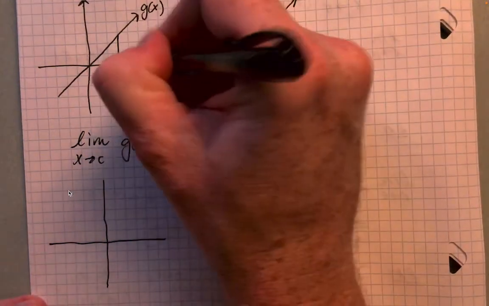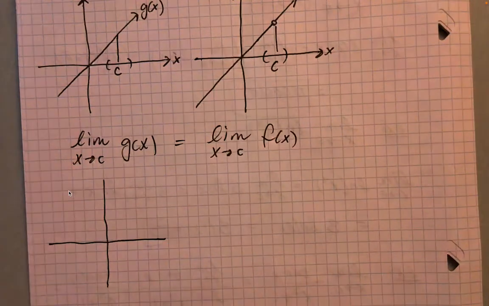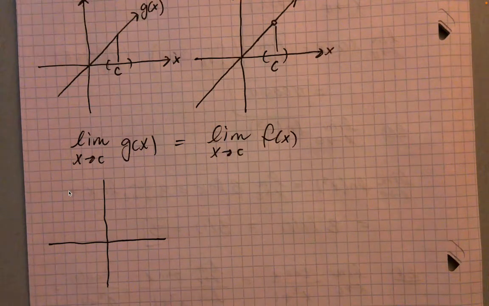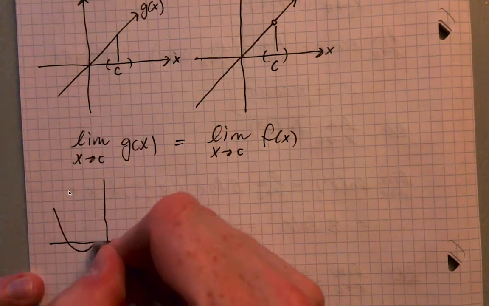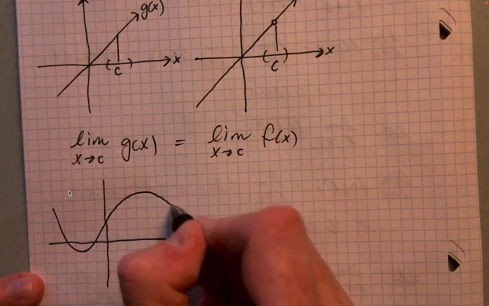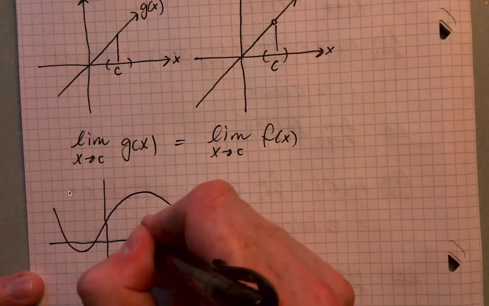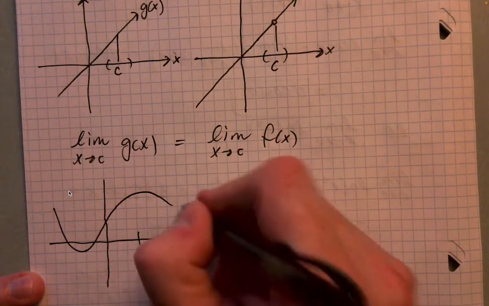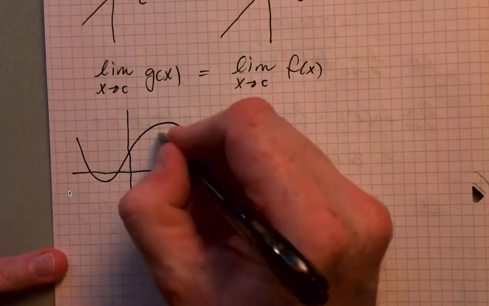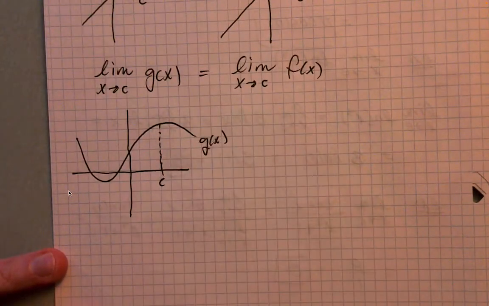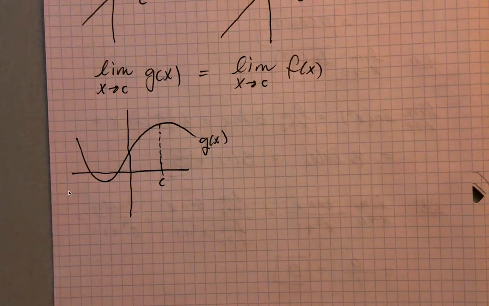So there has to be some space around c for which both functions agree and are identical. All right, so let me see if I can draw a slightly more complicated example here. Let's say this is your g function here, and here's c. Clearly the function has a limit at c.